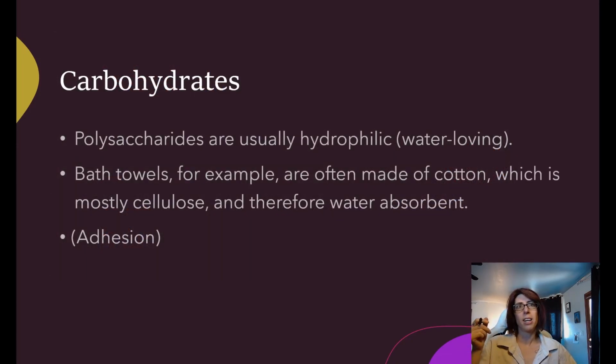Polysaccharides are typically hydrophilic, or water-loving. So bath towels, for example, are often made out of cotton, which is mostly made out of cellulose, and therefore water absorbent because they are polar. They attract water with their electromagnetic forces. Remember the lessons of adhesion in the water chemistry video. So what makes sugars hydrophilic? It's that it is polar.